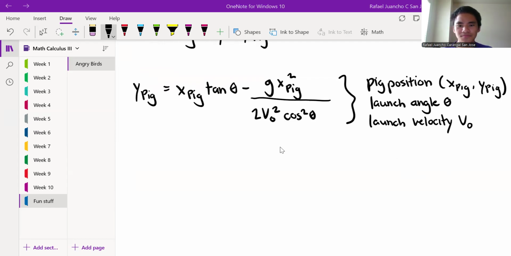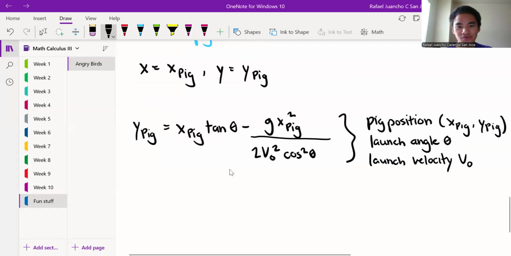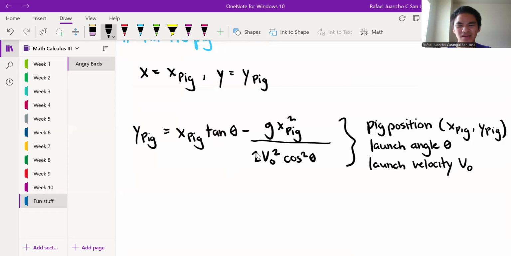Now, we can actually go two ways here based on what we have. So the reason why I have two unknowns here is because we're assuming that we're given the location of the pig, but we also have in this equation the theta, the launch angle theta, and we also have its velocity. So we basically need to have all of that for it to work. So we can go two ways here.